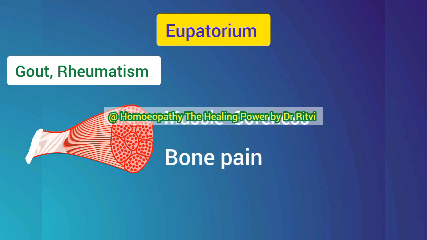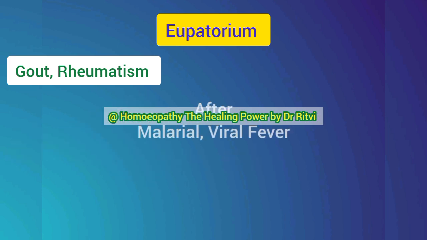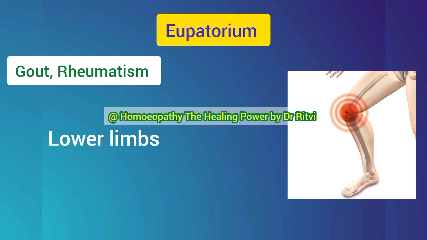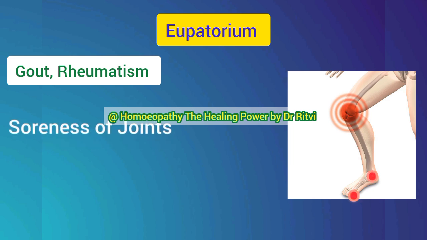So this remedy acts well for gout and rheumatic conditions. Here the gout and rheumatism in Eupatorium occurs after the malarial fevers or after any type of viral fever. Here the special affection is seen towards the lower limbs. So there is a gouty affection with edema of the lower limbs, and the patient suffers from severe soreness feeling in the joints of the body. The soreness is well marked, and the soreness in the rheumatism, in the gout, is the most important keynote symptom of Eupatorium.